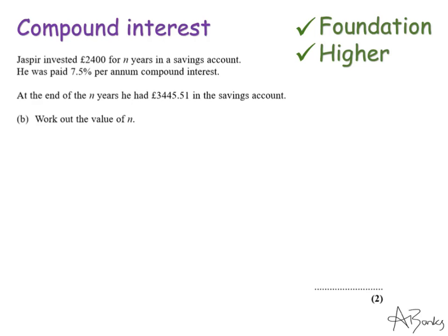So I'm going to start by writing out my formula just as I have before. So my starting amount is 2,400 multiplied by 1.075, and the number of years, they've called it n. I don't know what it is, but I know my answer is 3,445.51. So all I can really do here in my calculator is try different values for n and go higher or lower depending on the answer until I get the right number.